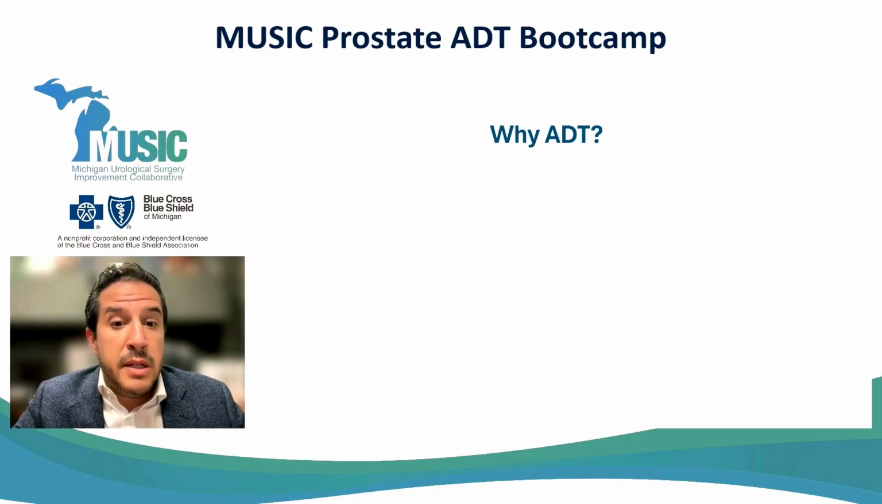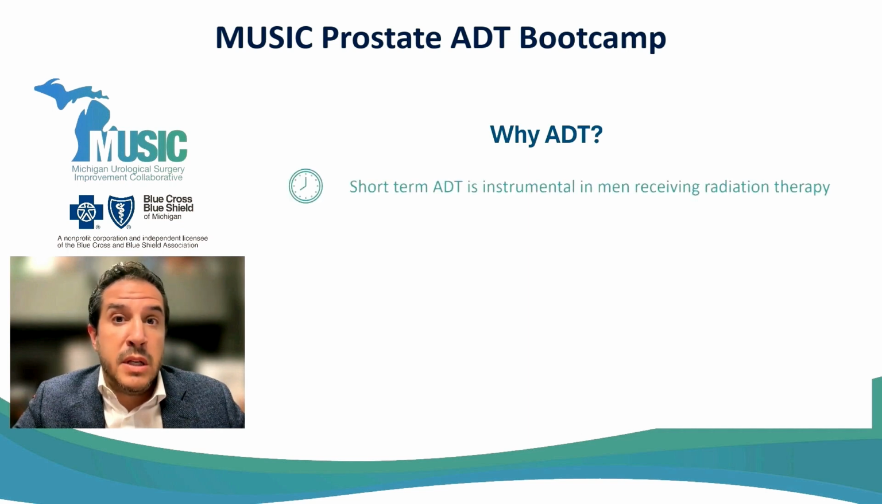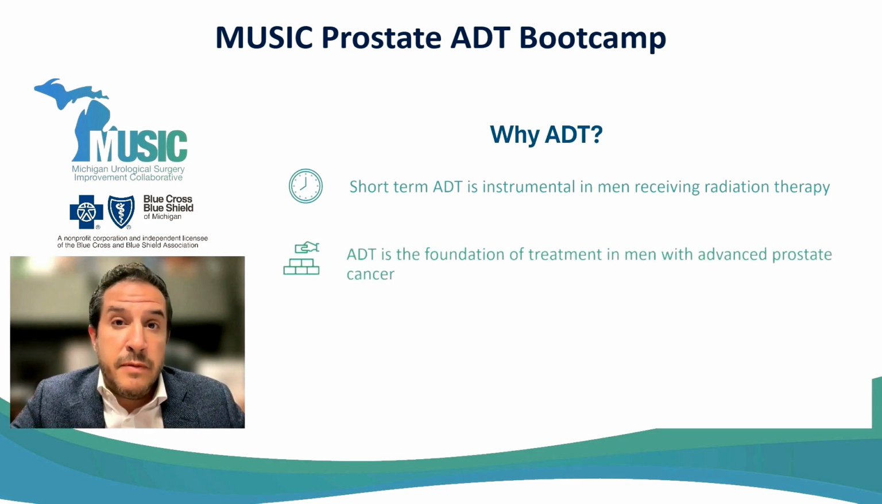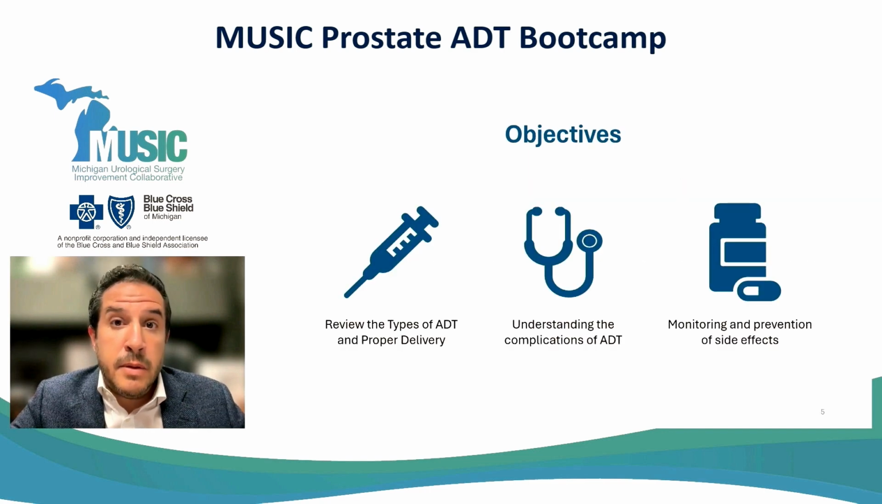So why do we use ADT? What, at a high level, is ADT? ADT, or short-term ADT, is instrumental in men receiving radiation therapy, and also is the foundation treatment in men with advanced prostate cancer. All men who develop advanced prostate cancer will receive ADT and essentially remain on this for the remainder of their life. The objectives of my talk tonight are to review the types of ADT, understand the proper delivery of ADT, understand the complications of ADT, and then monitor and hopefully prevent some of the side effects that are associated with this treatment.